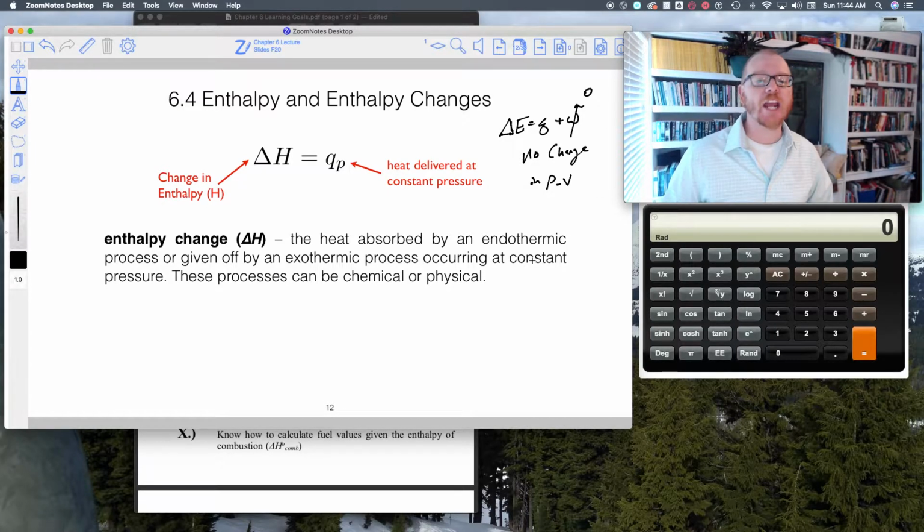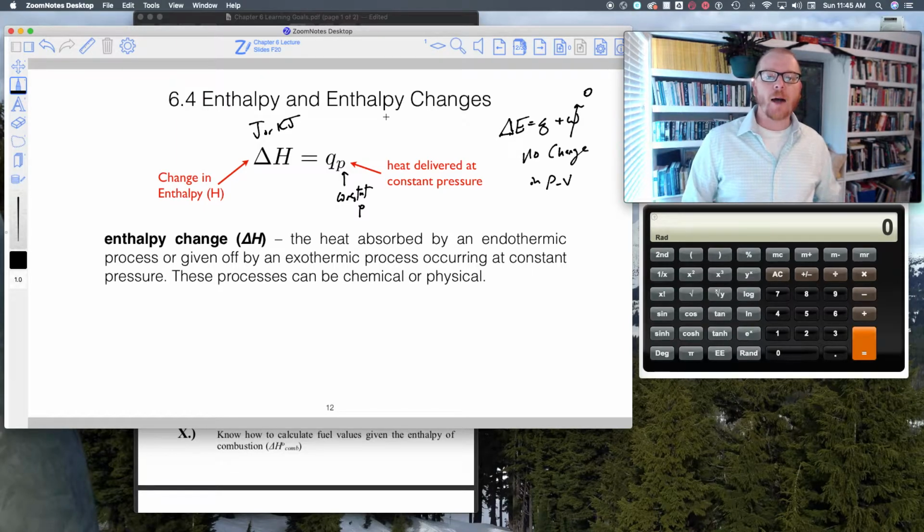So if there's no change in pressure or volume, then we call that little subscript P right there, that denotes constant pressure. And now specifically this heat that we're delivering at constant pressure, we define as enthalpy. As you can tell, it's going to have the same units as all of the other stuff, joules and/or kilojoules. But specifically, enthalpy is the heat absorbed by an endothermic process or given off by an exothermic process occurring at constant pressure. So these can be chemical or physical changes, all right?